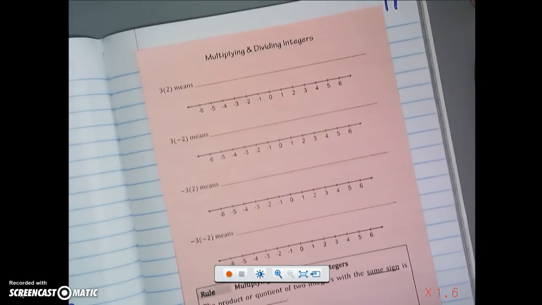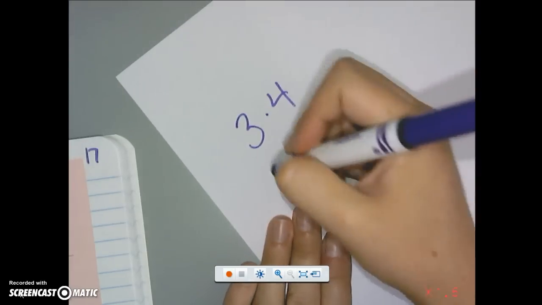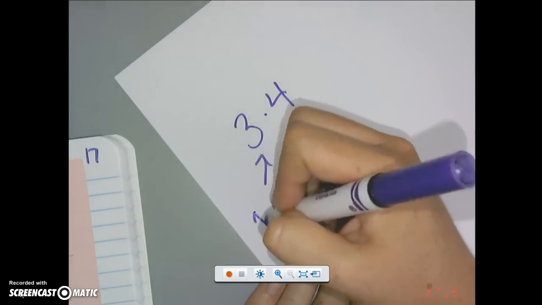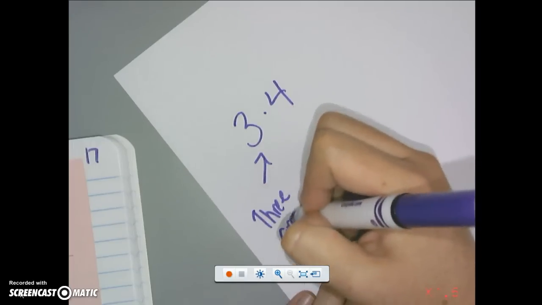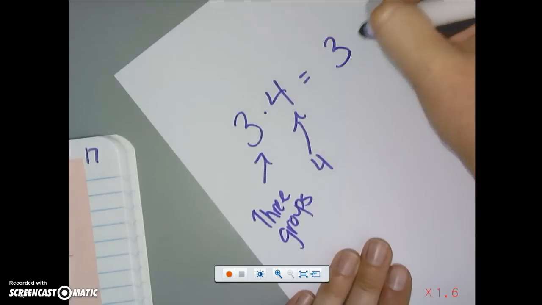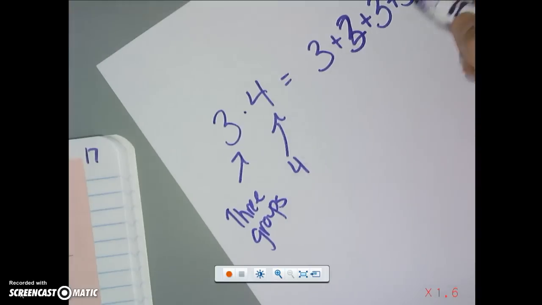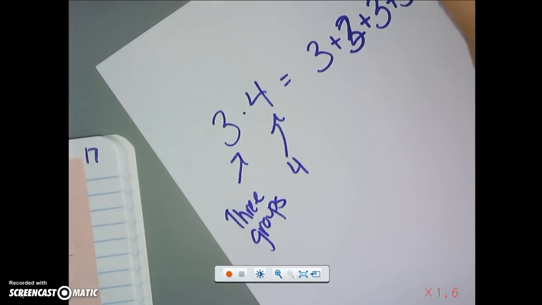Unlike adding and subtracting, multiplying and dividing have the same rules, but we have to think about what makes multiplying special. And multiplying, if you remember, is just making equal groups. So if we were to talk about 3 times 4, we want 3 groups of 4. So I'm going to write 3, 1, 2, 3, and 4. And we add that. 3 plus 3 is 6, plus 3 is 9, plus 3 is 12.